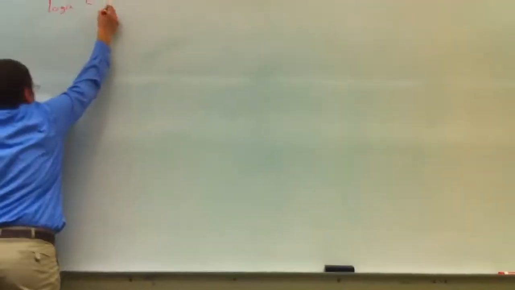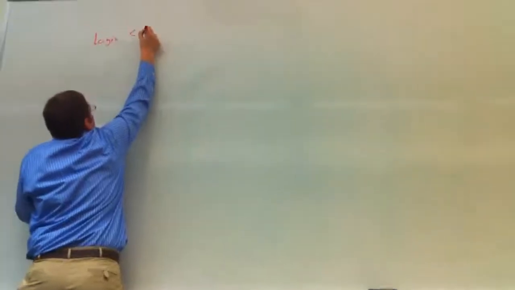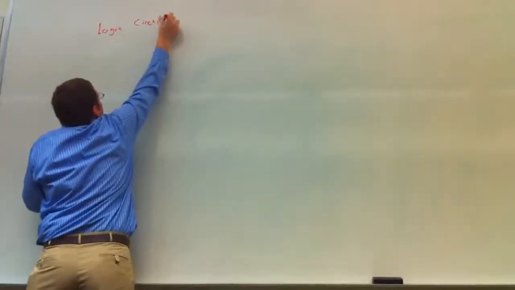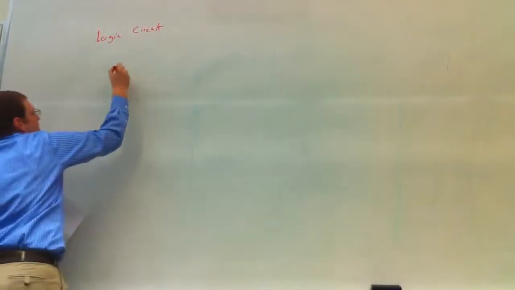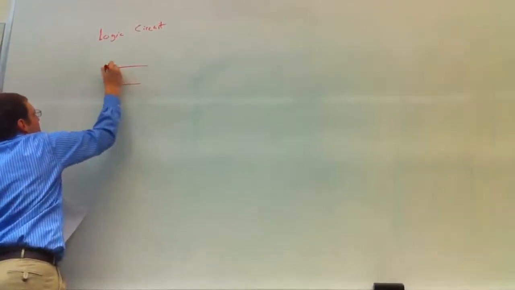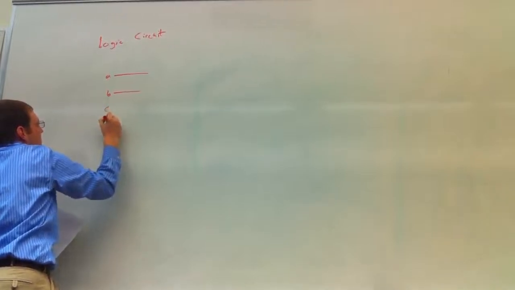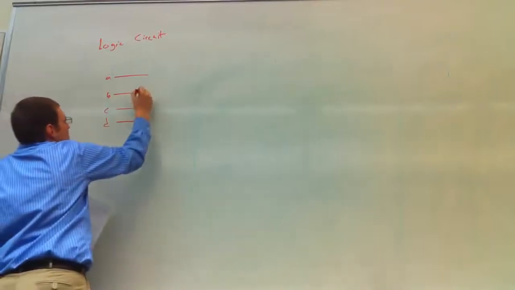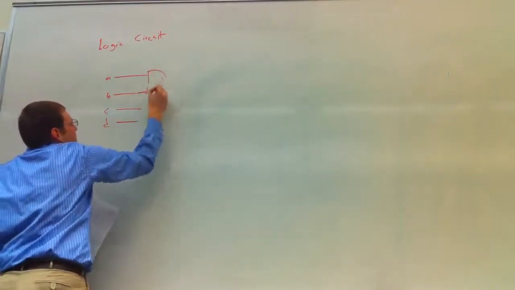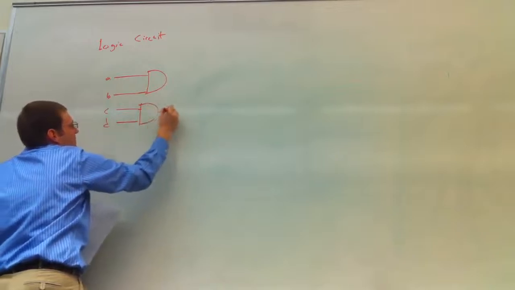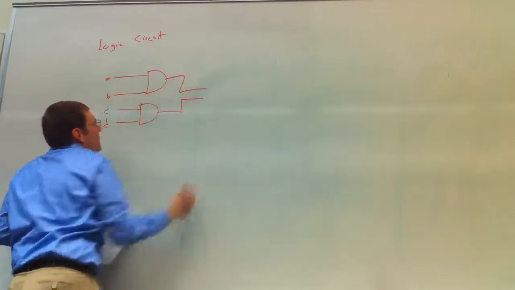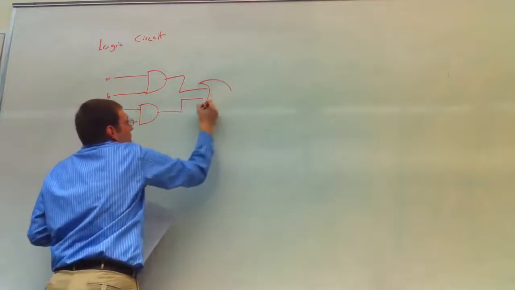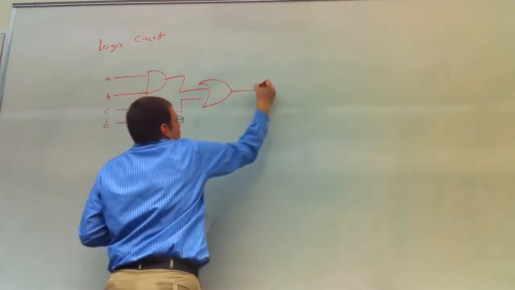So we're going to draw a logic circuit. I'm going to have three inputs. I'm going to AND the first two together and the last two together, and then I'm going to OR them together. Then I'm going to get some output.